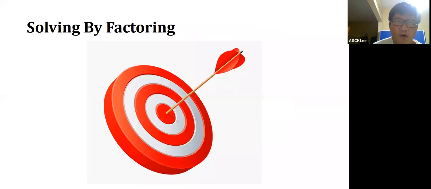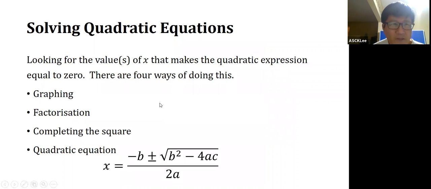So today we're going to talk about a different way of solving. There are 4 ways of solving quadratic equations, and today we're going to the second method, that is solving by factoring. I've given you this bullseye here because solving by factoring gives you the exact, precise answer. That's why I've given you this archery picture with the arrow hitting right at the bullseye.